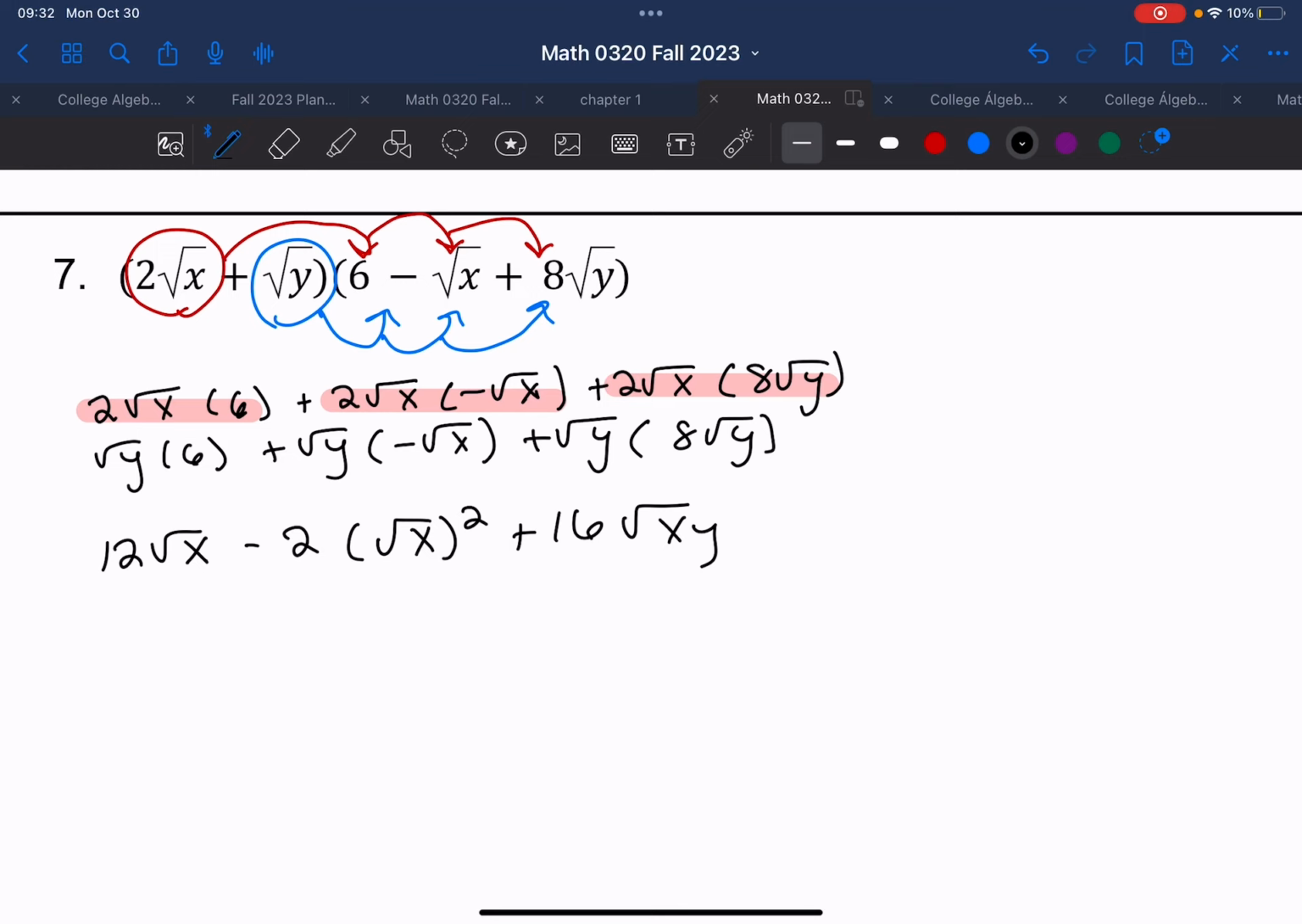Then I have square root of y times 6, so that's going to be 6 square roots of y. And then I have square root of y times negative square root of x, which is negative square root of xy. And then lastly, I have square root of y times 8 square root of y, which is going to give me 8 square roots of y squared.